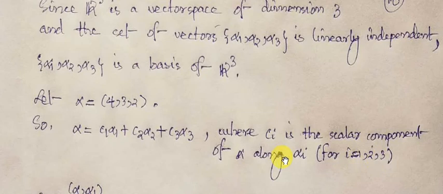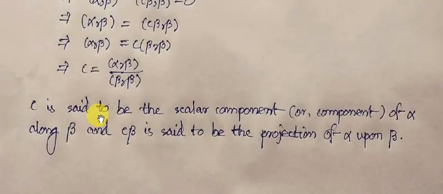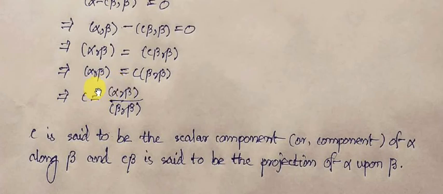So how do we calculate these scalar components? Try to remember that if C is the scalar component of alpha along the vector beta, then we can use the formula C equals alpha comma beta divided by beta comma beta. We are using this formula here.